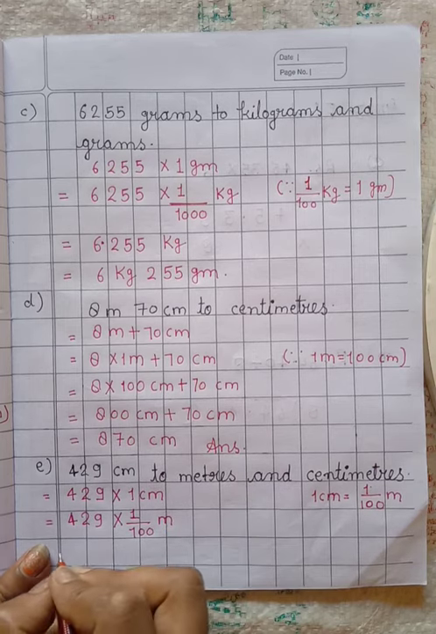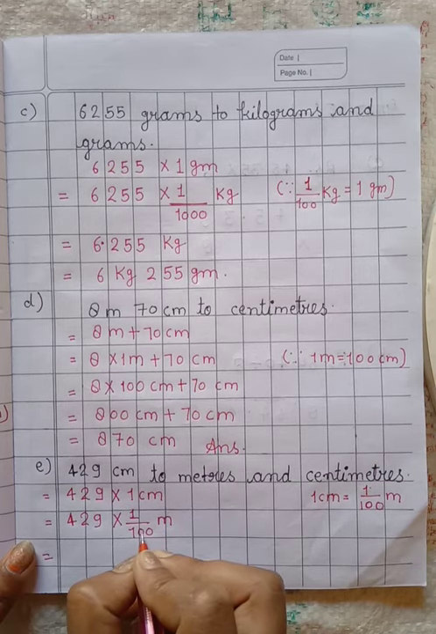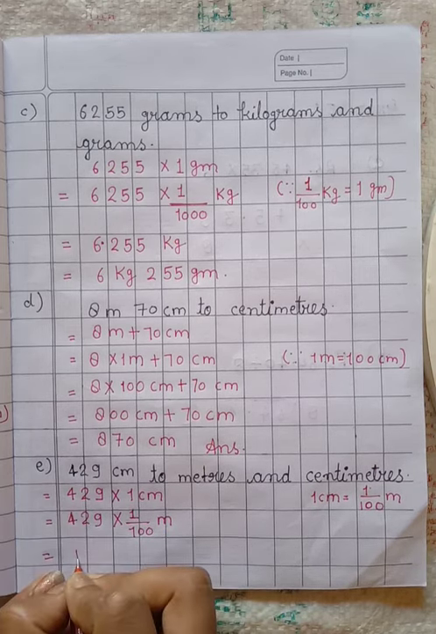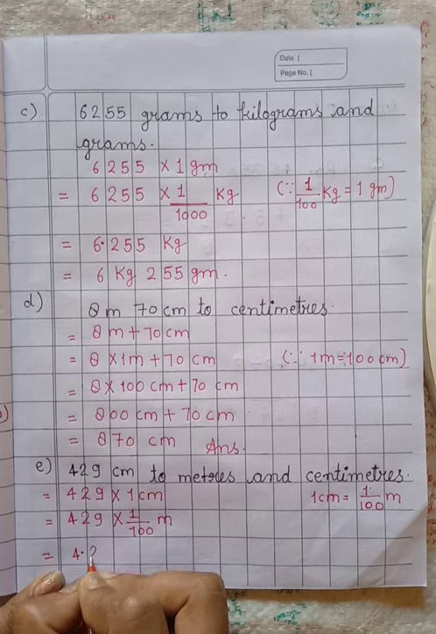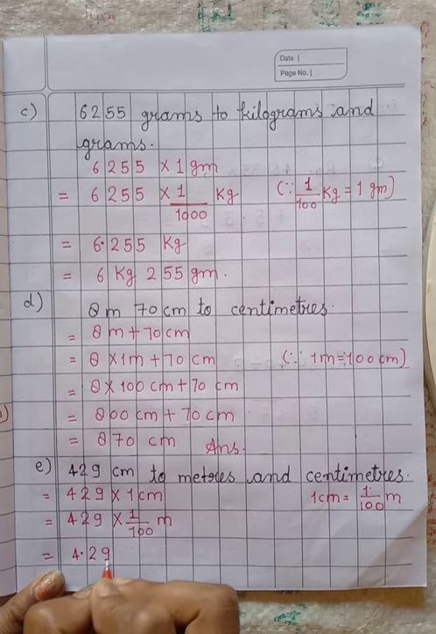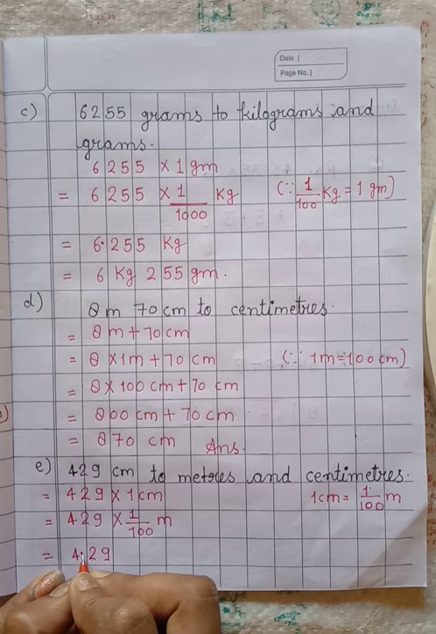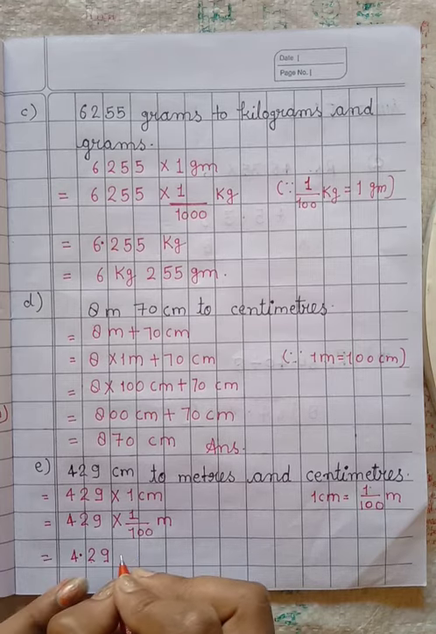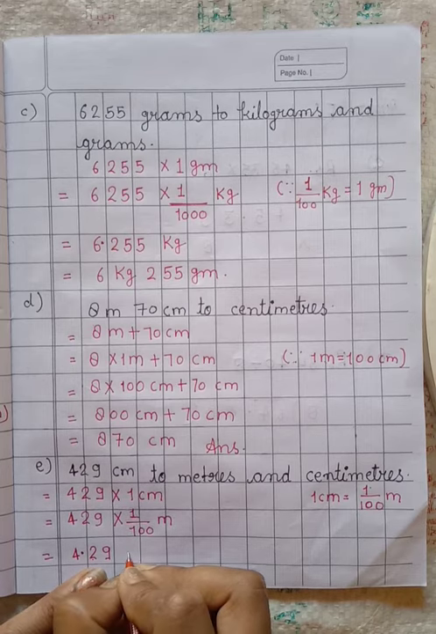Now here there are 2 zeros, it means we will put the point after 2 digits. From the left side, 1 2, and then we will put the point, because there are 2 zeros, meters.